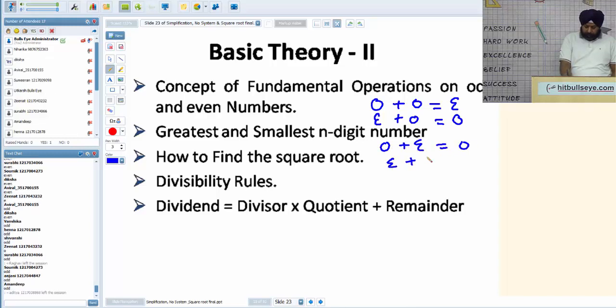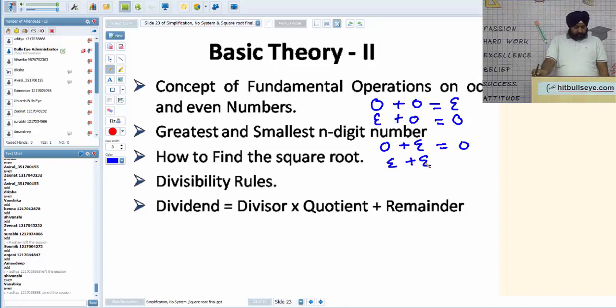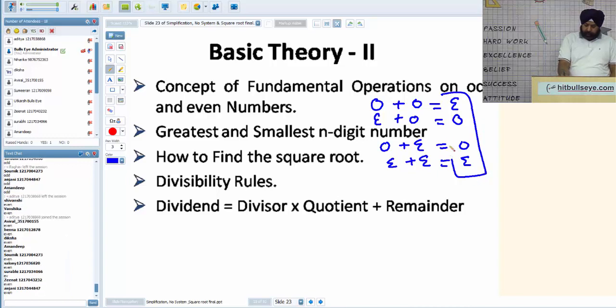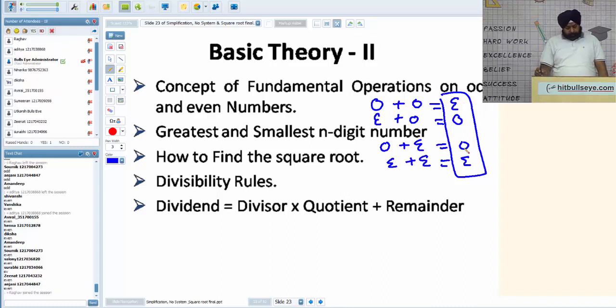And what about even plus even? Even plus even is definitely even. It cannot be odd. So you should understand the basic thing: odd plus odd, even plus odd, odd plus even, even plus even. You can remember: if both are the same then the answer is even. If both are different, the answer is odd.